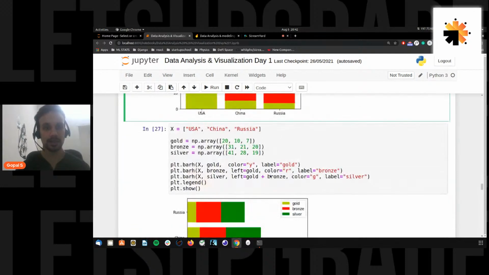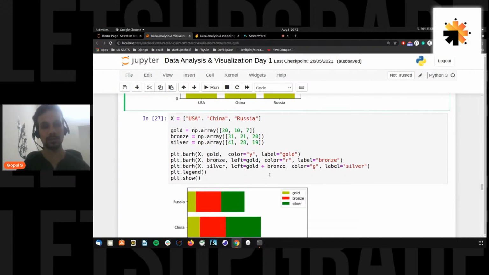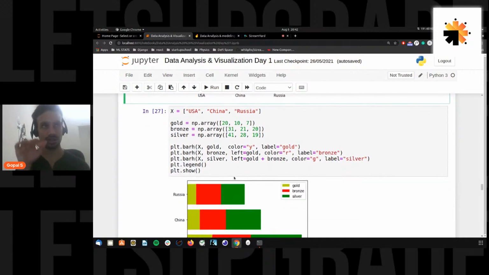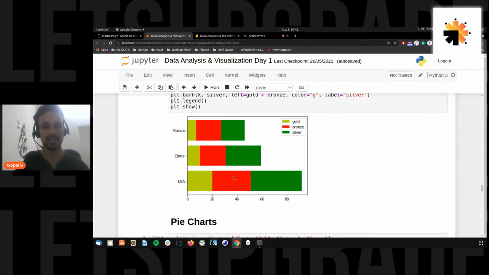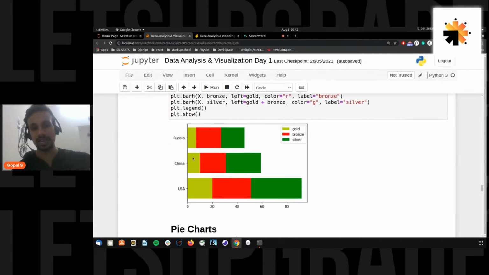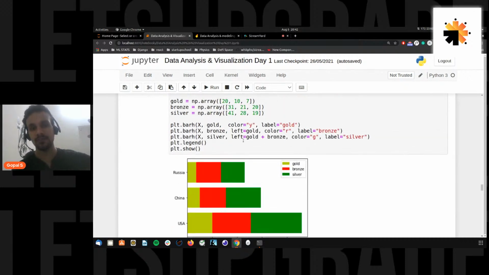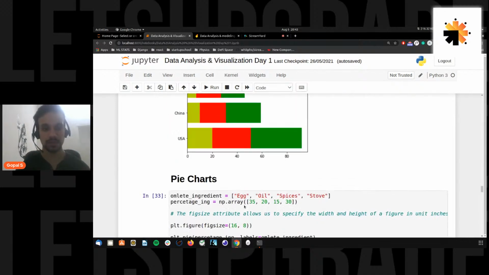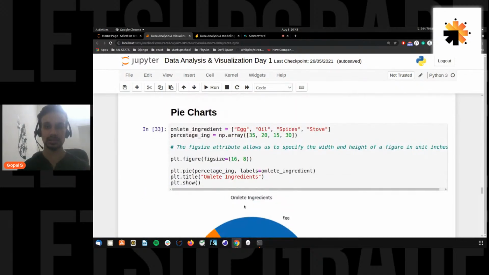Next sibling again: the stacked horizontal graph. The same thing again, but left, because if you see intuitively, it is on the left side. So left should be first gold, then bronze, and again the silver one. That's what we are doing. Last but not the least, pie charts.